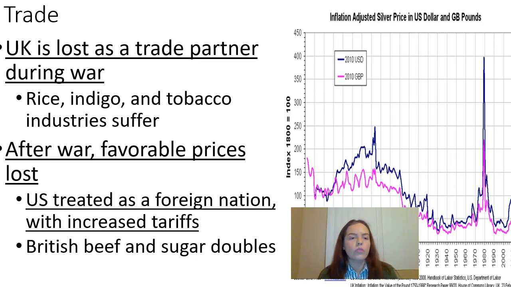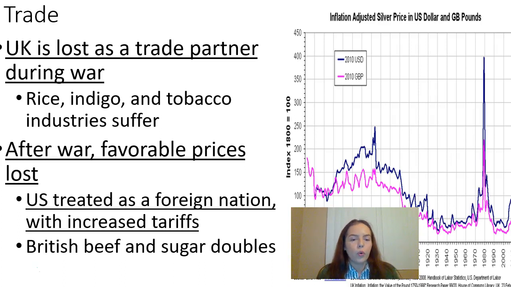As far as trade goes, when we break up with Britain, we're breaking up with them as our trading partner as well. So we're losing our best friend and our partner in trade. And as a result, the rice, indigo, and tobacco industries will suffer in the United States.